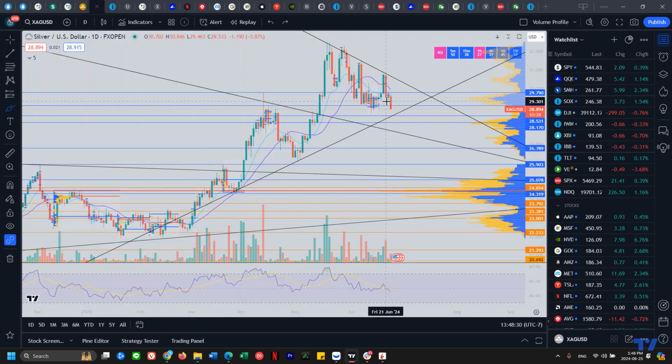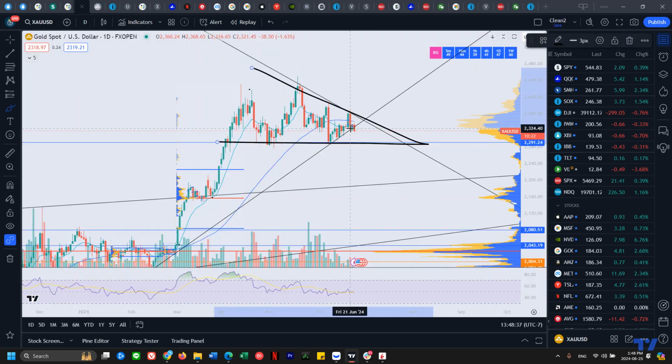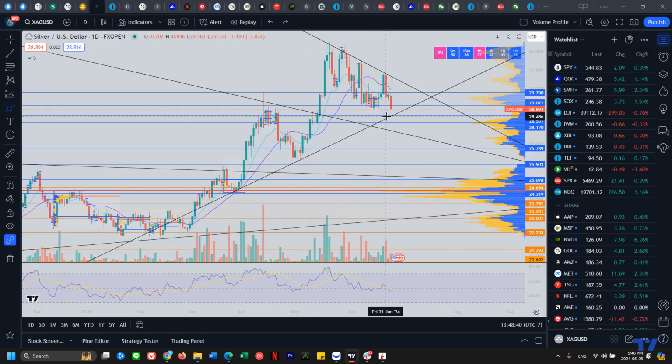But yeah, we will continue to use this triangle for our guide. And if we get a breakdown to this 2292, silver is probably going to come down to closer to this 28.2 zone.